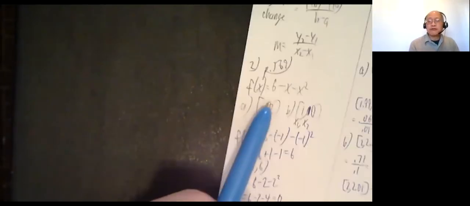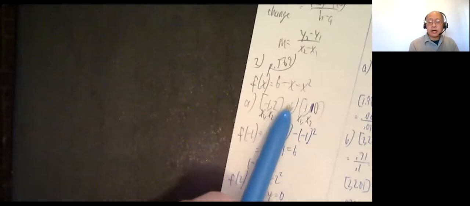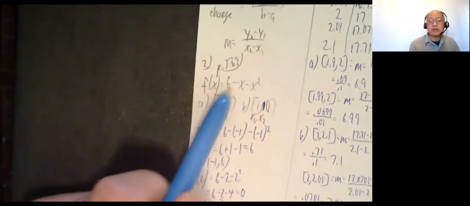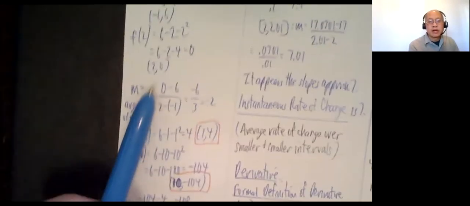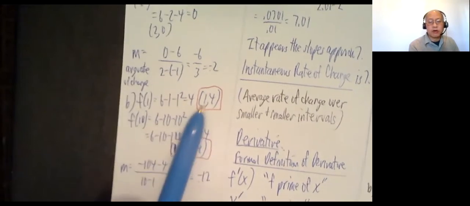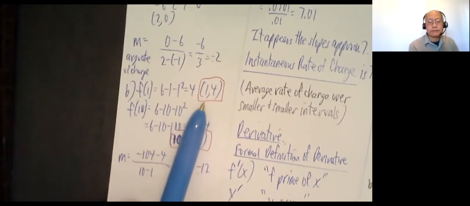Okay, part B, they tell me to go from 1 to 10. Same function, plug in 1, plug in 10, and then go from there. Okay, so f of 1. So plug in 1: 6 minus 1 minus 1 squared, that's 6 minus 1 minus 1 is 4. So (1, 4).